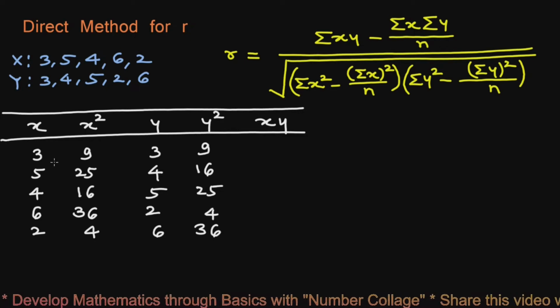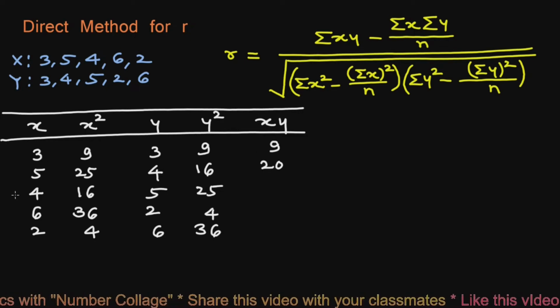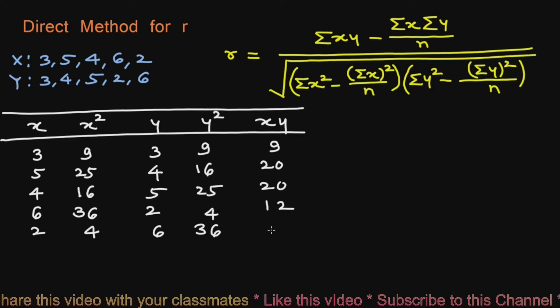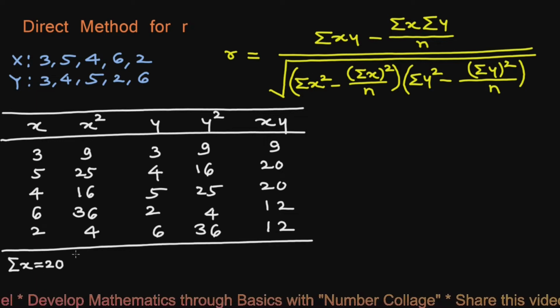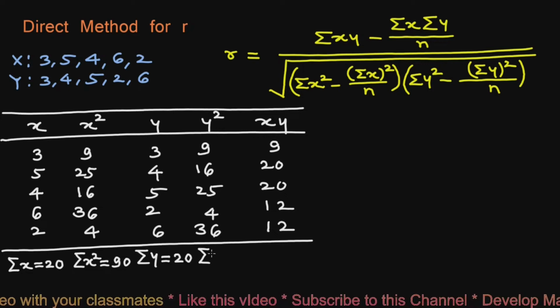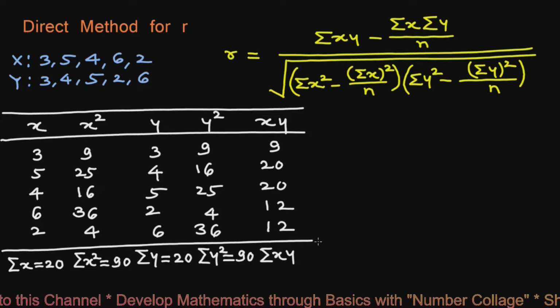Next we write xy. So 3 3s are 9, 5 4s are 20, 4 5s are 20, 6 2s are 12, 2 6s are 12. We get summation x 20, summation x square 90, summation y 20, summation y square 90, summation xy 73.